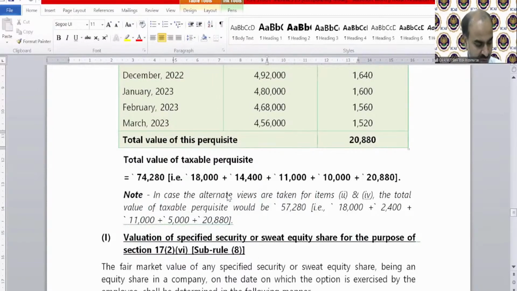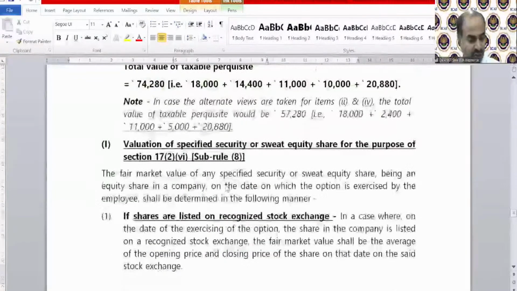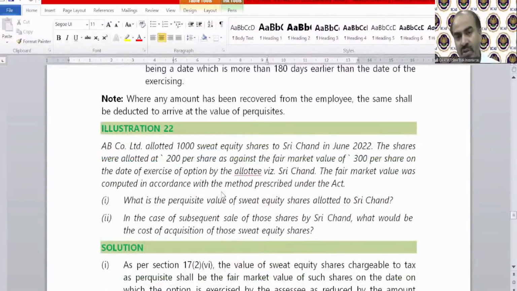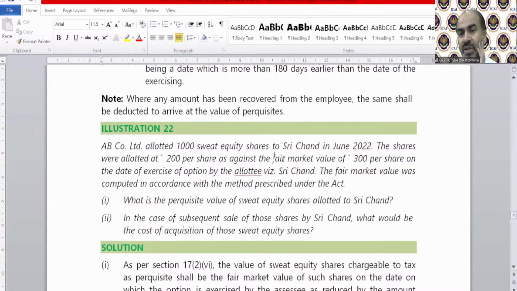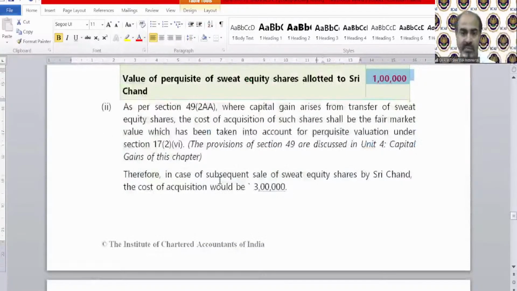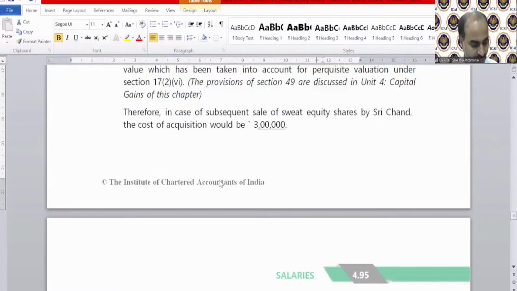This question has already been discussed with you. The sweat equity share question, illustration number 22 on page number 4.94. I have told you that in such questions, the FMV will be given. You need not find out the FMV generally. So it has been given that 1,000 sweat equity shares have been given to you by the employer for 200 rupees per share. The market value given in the question is 300 rupees per share. So how much is going to be taxable? Market value minus the amount received from the employer, 100 rupees per share is going to be taxable. For 1,000 shares, the total perquisite value will be 1 lakh rupees. It's as simple as that. This question is also solved.